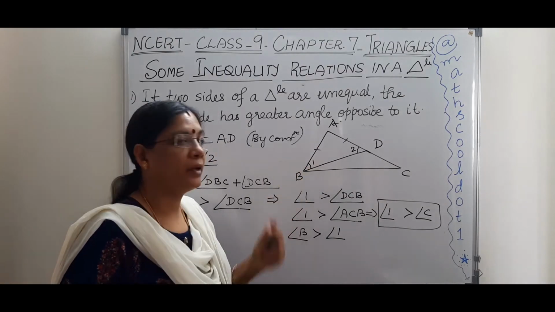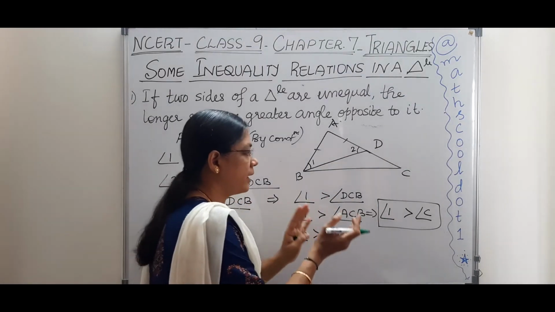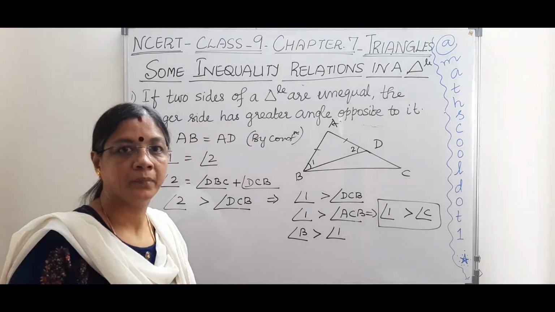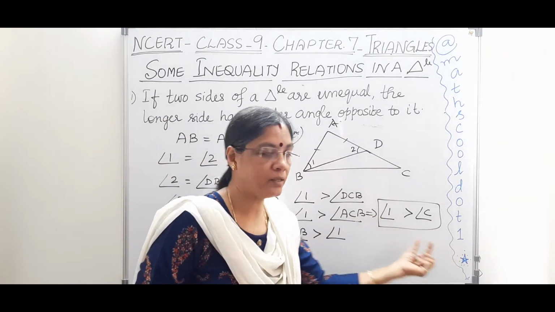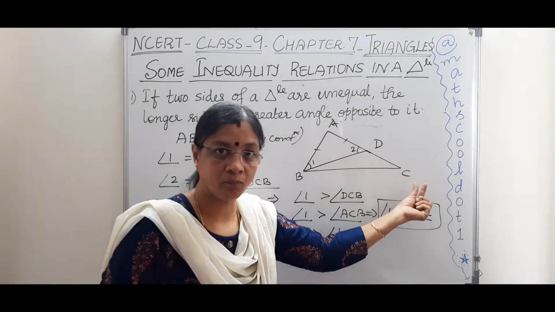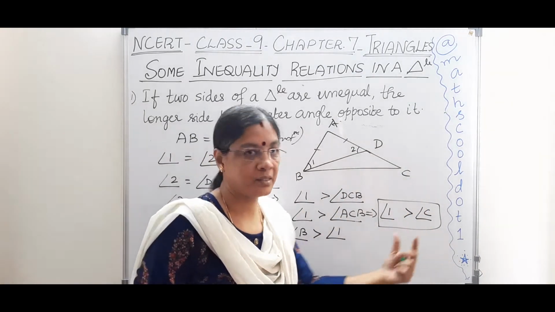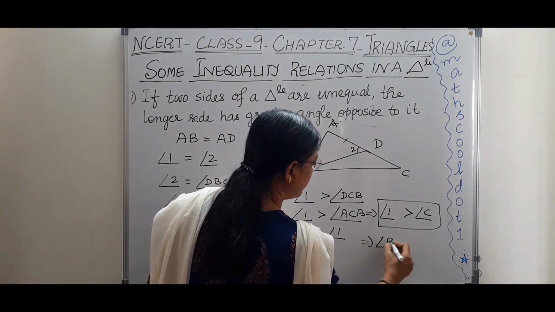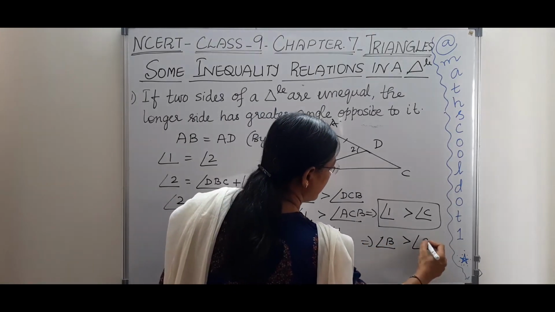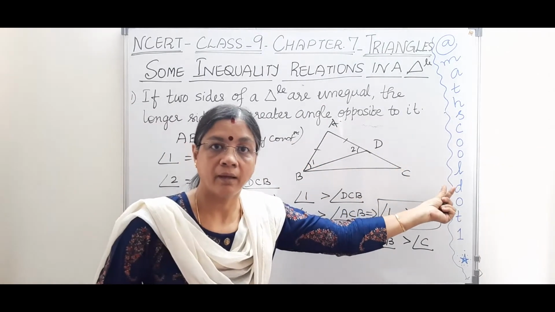Angle B is greater than angle 1. Since angle B is greater than angle 1, see, we have a relation here: angle 1 is greater than C, right? So naturally angle B is also greater than C. So can we write this like this? Angle B is greater than angle C.